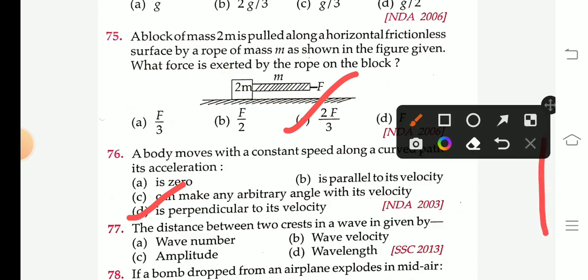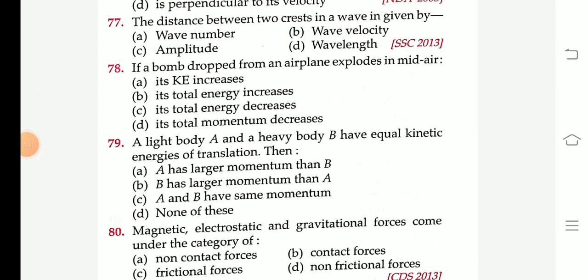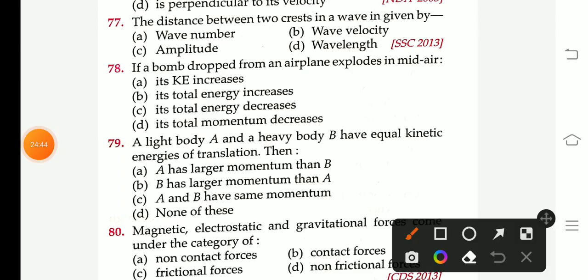The distance between two crests in a wave is given by wavelength.